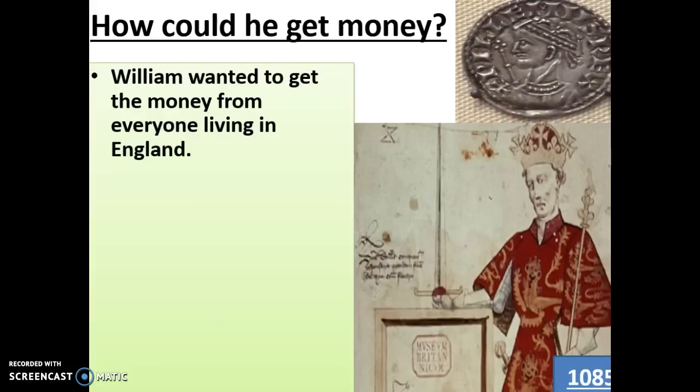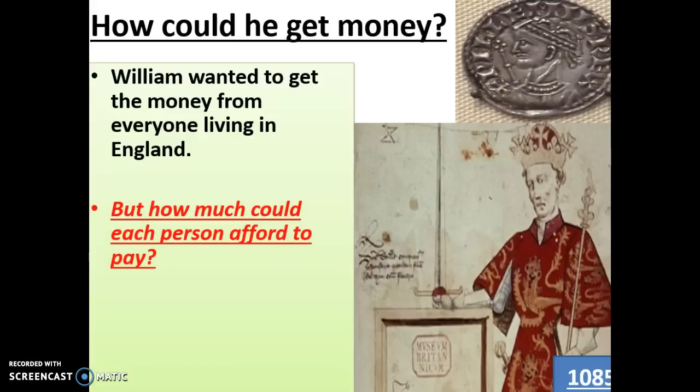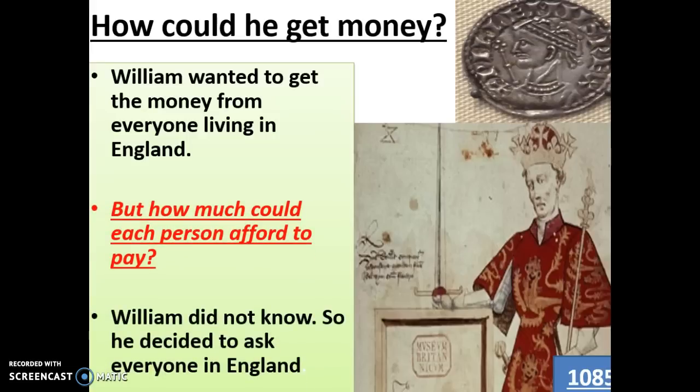William wanted to get money from everybody living in England, and we know that throughout history this is a common thing that kings or rulers have always wanted to collect money from the people. But how much could each person afford to pay? William did not know, so he decided to ask everyone in England. So it's important to find out how much people can pay. A peasant won't be able to pay as much as a noble. So you need to find out how much can people pay for taxes. And to do that, he decided he wanted to ask everybody that lives in England.